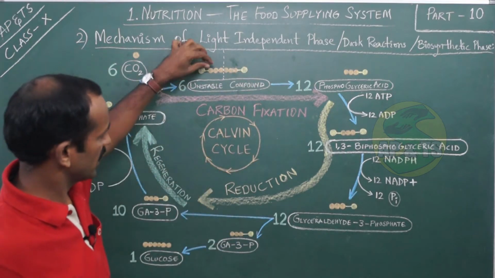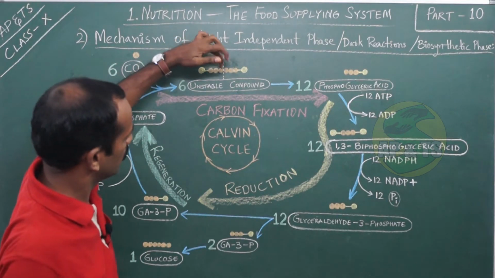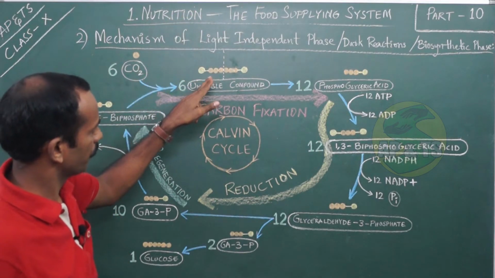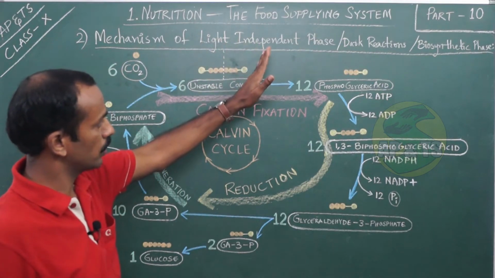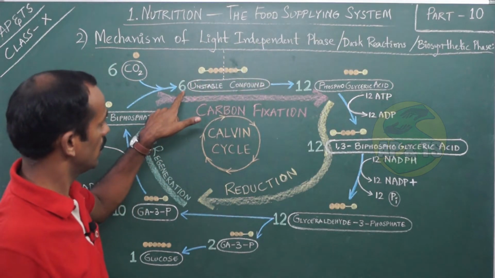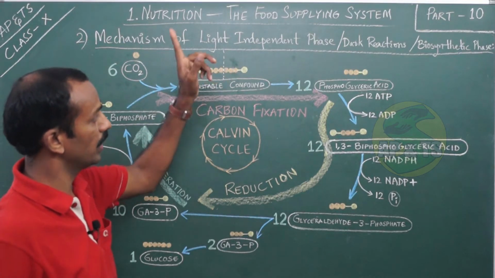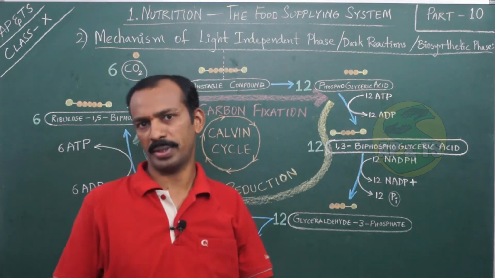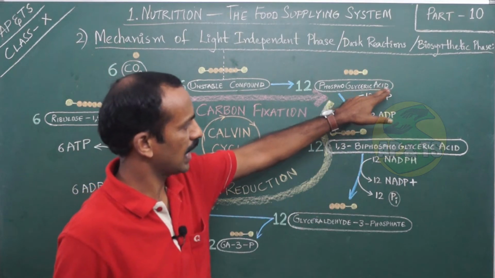Okay, now see, children, 3 carbons with 1 phosphate. Here 1, 2, 3 carbons with another phosphate. That means when it is breaking, one molecule is broken into 2. In the same way, 6 molecules are there here. So 6 molecules, when they break into 2, how many pieces do you get? 12 pieces, isn't it? So that is the phosphoglyceric acid.